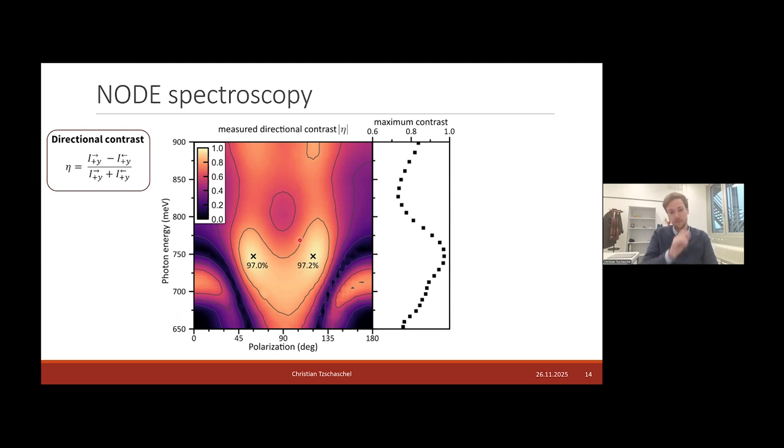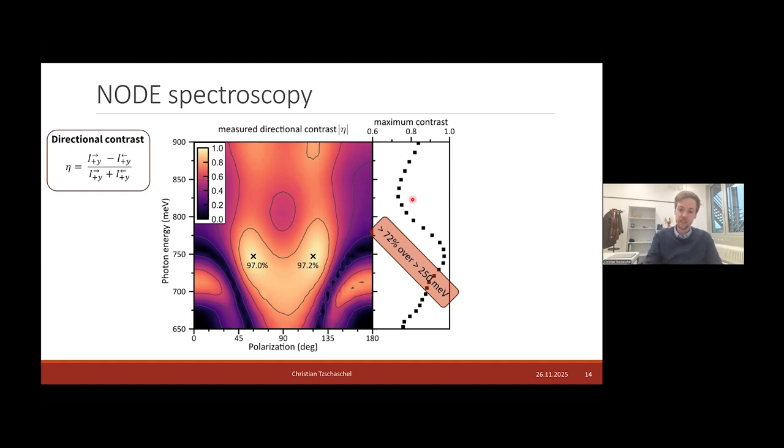More importantly, if we allow ourselves for each photon energy to choose the polarization such that we get the maximum contrast, we get this curve on the side. And we see that by adjusting the laser polarization accordingly, we can achieve a contrast of 72% over the whole experimentally accessible photon energy range. Now 70% may not sound like it's close to 100%, but it's still a 6-fold change in SHG intensity between forward and backward propagation. This is a very significant effect.